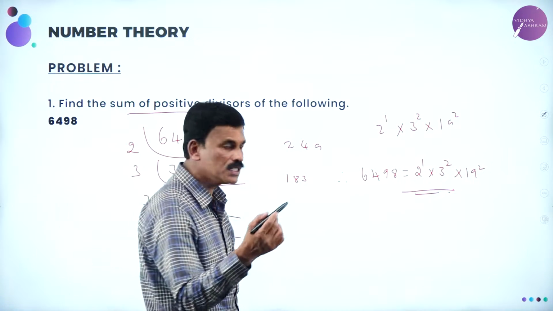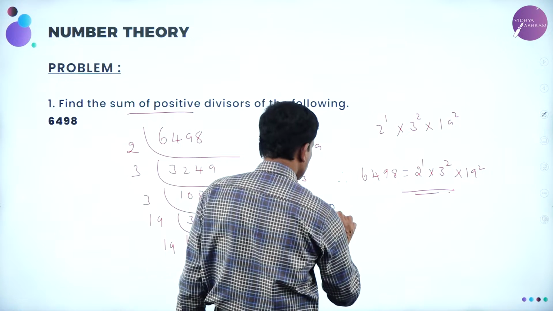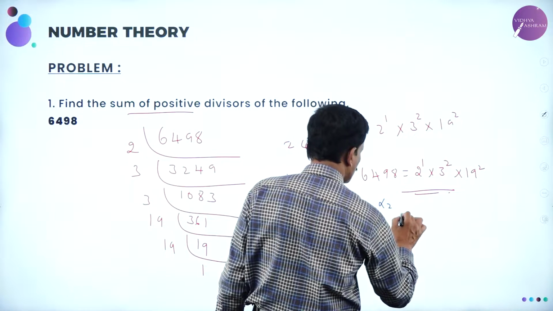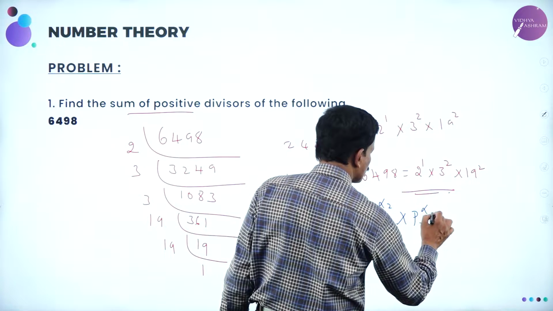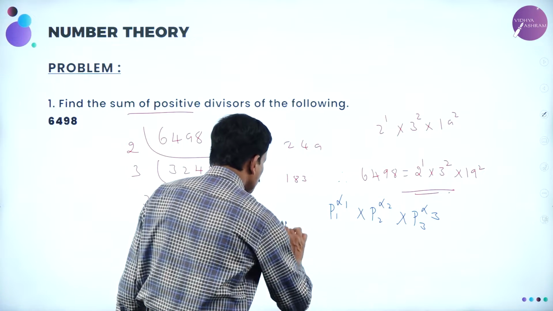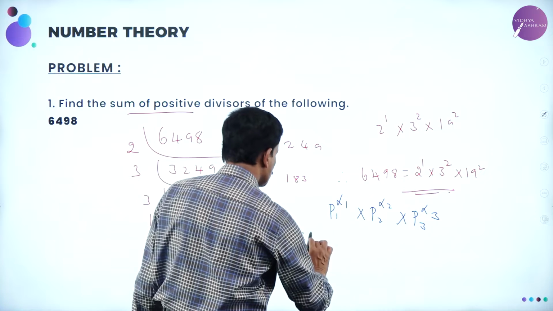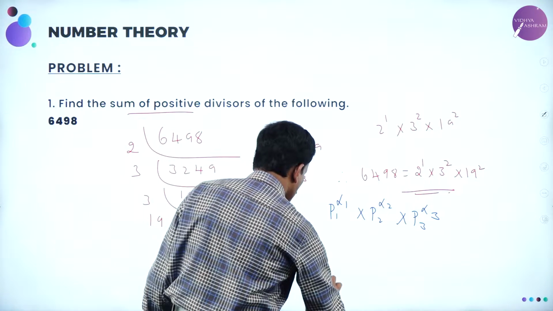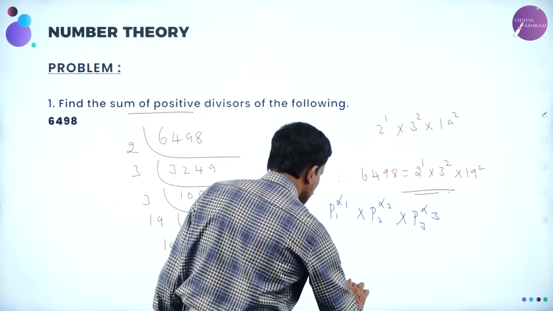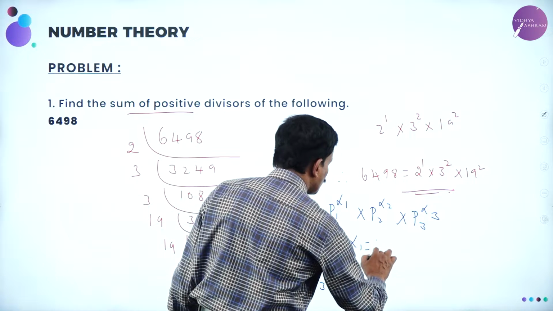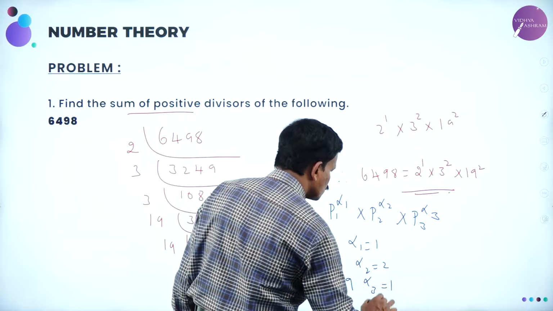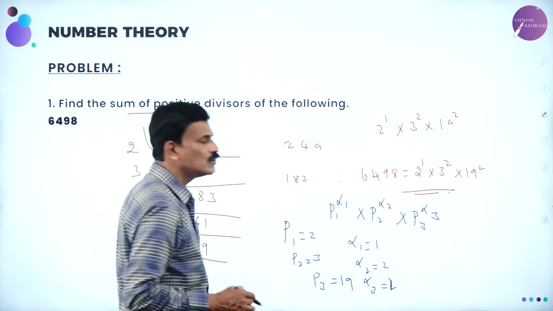If you observe carefully, this is of the form P1 to the power of alpha 1 into P2 to the power of alpha 2 into P3 to the power of alpha 3. So what is P1 here? P1 is equal to 2, P2 is equal to 3, and P3 is equal to 19. Alpha 1 is 1, alpha 2 is 2, and alpha 3 is equal to 2 again. Okay.